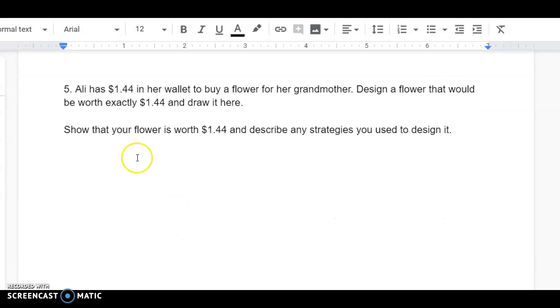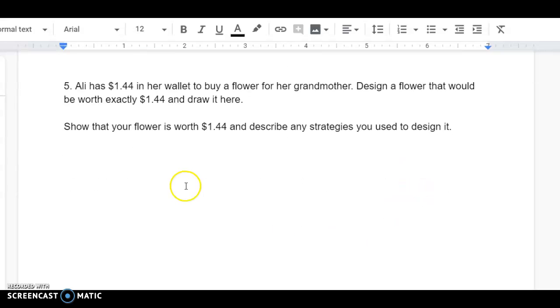Question 5. Ali has $1.44 in her wallet to buy a flower for her grandmother. Design a flower that would be worth exactly $1.44 and draw it here. Show that your flower is worth $1.44 and describe any strategies you use to design it.